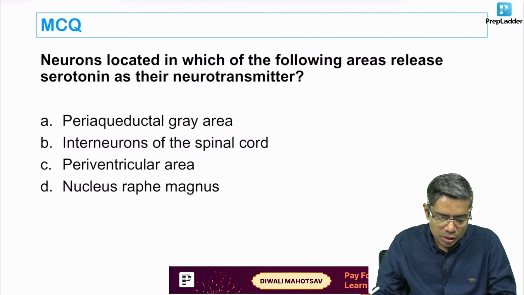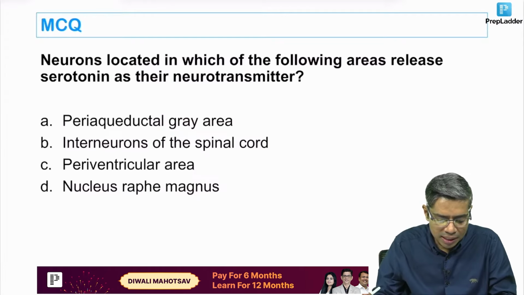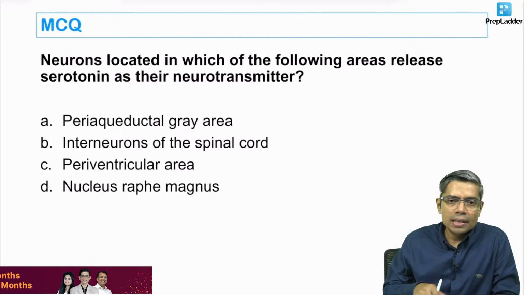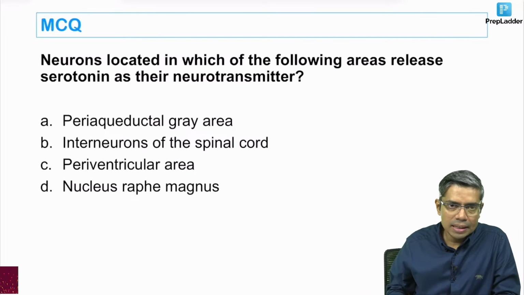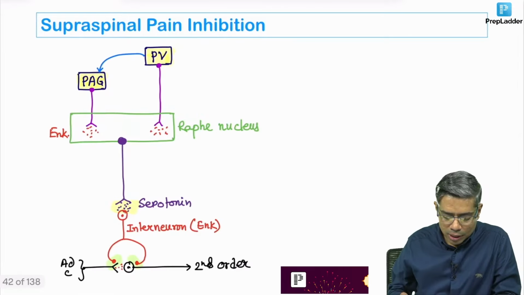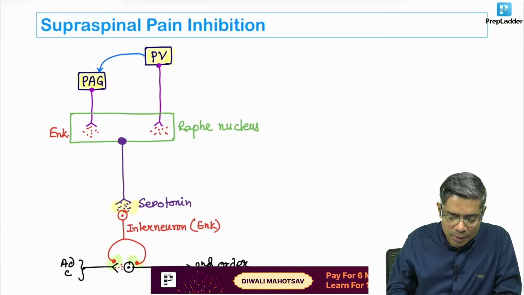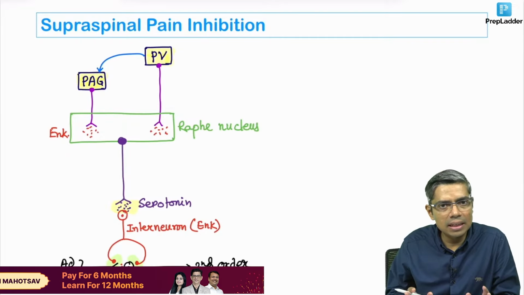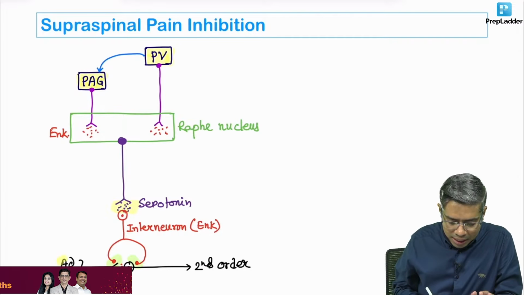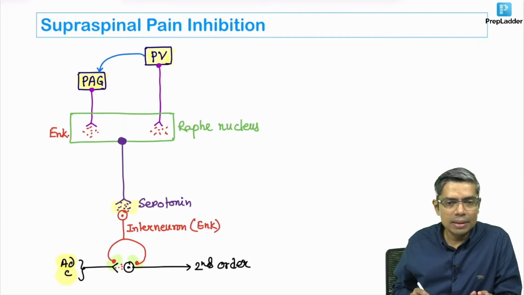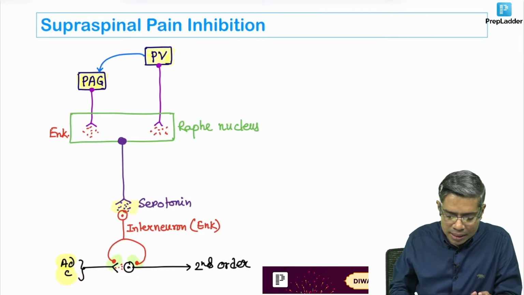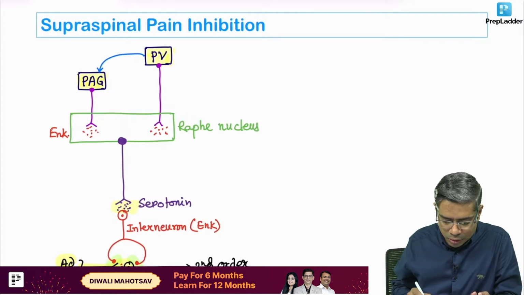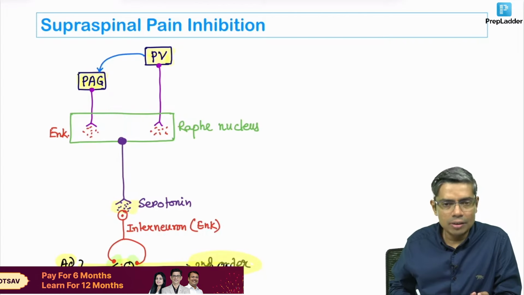Next question: which neuron located in which of the following areas releases serotonin as its main neurotransmitter? So this is related to the previous question only, the TENS mechanism. I told you that the TENS mechanism, transcutaneous electrical nerve stimulation, basically acts at the level of the spinal cord. Look at this diagram. A delta and C fibers are the pain carrying fibers. They reach the level of the spinal cord, and after reaching it, they release neurotransmitter, and that activates the second order neuron.